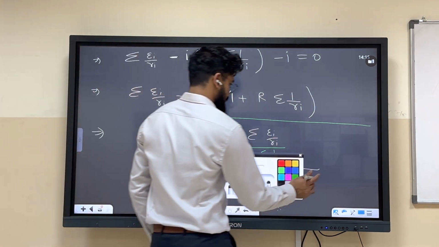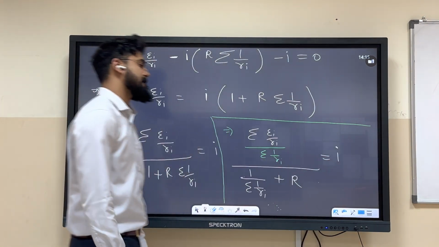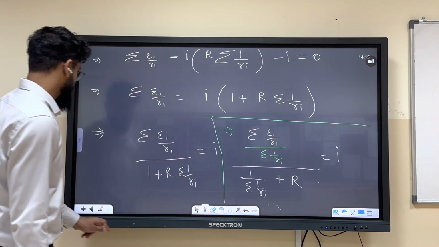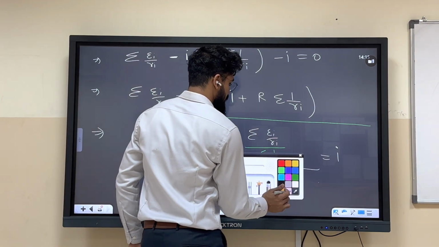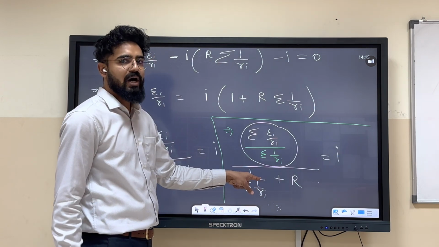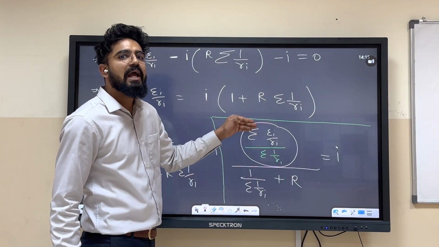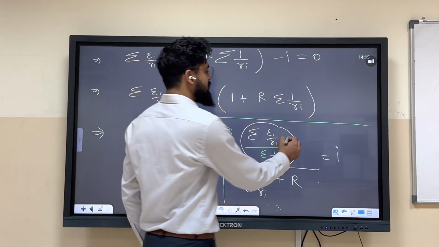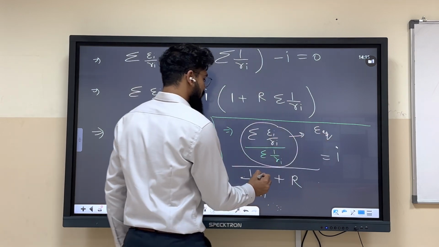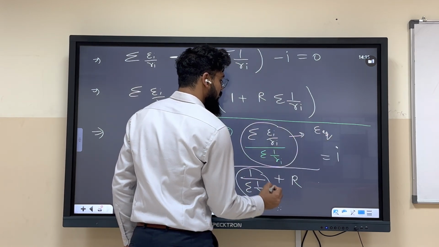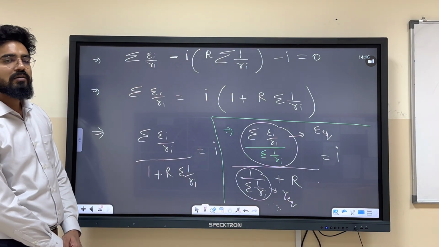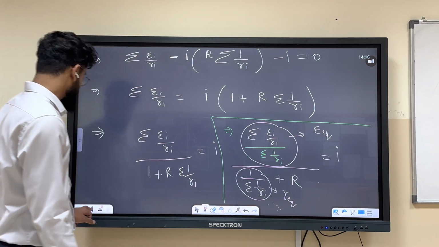Yes. Equals to R. Okay, so let's understand what this means. This thing over here, because if this is R, this should have dimension of R, correct? So it is like V by R, current equals to V by R, and this thing over here is nothing but E equivalent, and over here this is your what? Say it, R equivalent. Okay? I hope you are getting it. One more time.